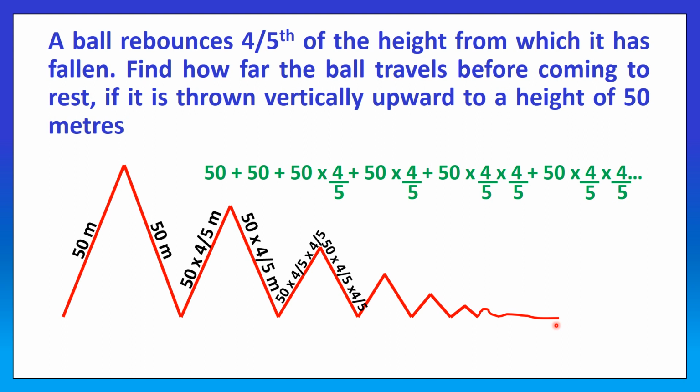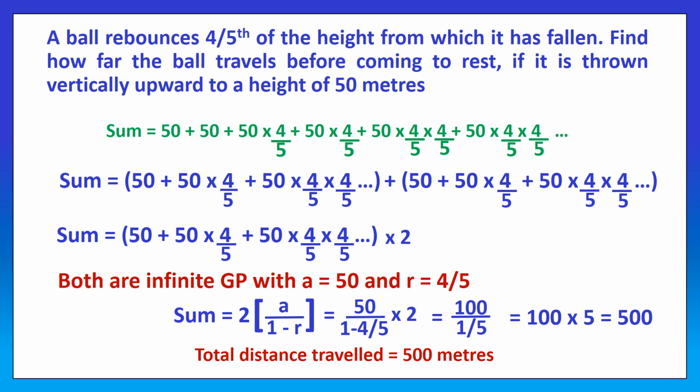Now let us see. So far we can count it. 50 meters plus 50 meters, 50 plus 50, then 50 into 4 by 5 plus 50 into 4 by 5, that is given 50 into 4 by 5 plus 50 into 4 by 5. Now the next one going up and coming down, 50 into 4 by 5 into 4 by 5 plus 50 into 4 by 5 into 4 by 5, and that continues until infinity. Let us calculate the total distance traveled by the ball before coming to rest.